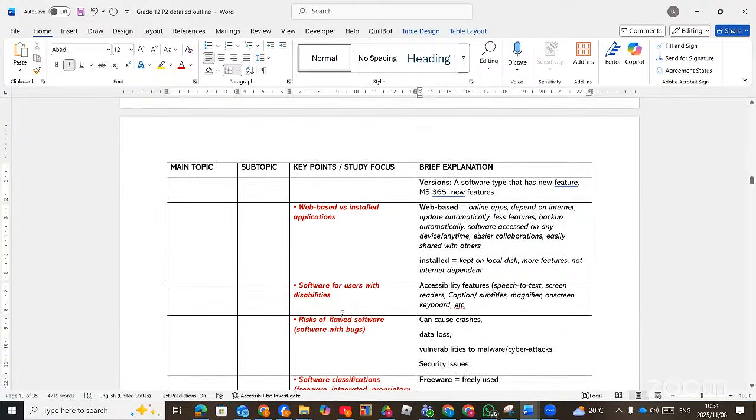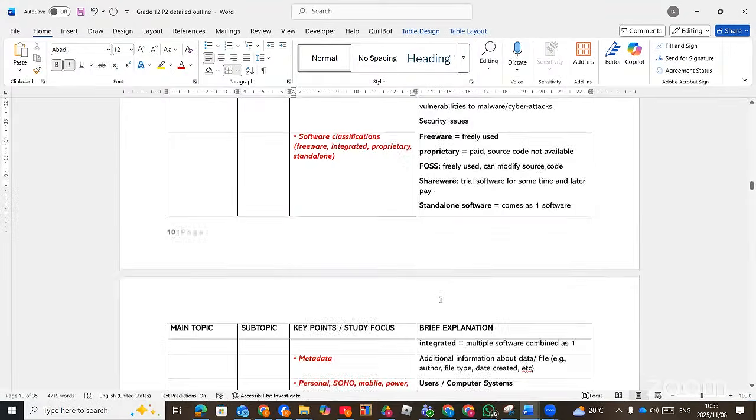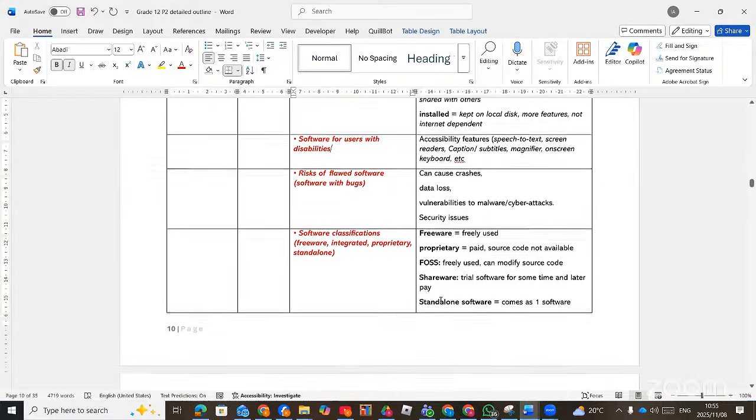Now, software for users with disability, we will look at that also. Software accessibility features like speech to text, screen readers, captions, subtitles, magnifier, on-screen keyboard. They can ask you to give based on a specific user, which I've also elaborated down here. We are going to discuss it also.